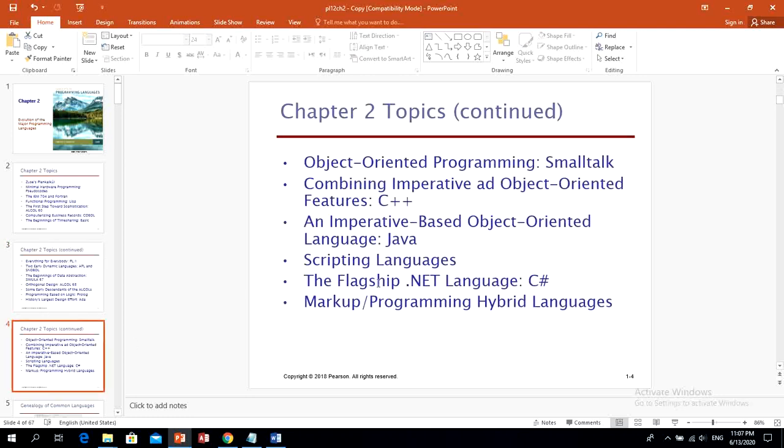Our topic also covers the object-oriented programming languages, starting from Smalltalk, and then we're gonna talk about combining imperative languages like C++ and object-oriented programming languages like Java, C#, .NET, and then ending at what we call hybrid languages or markup languages like XML and HTML and so forth.